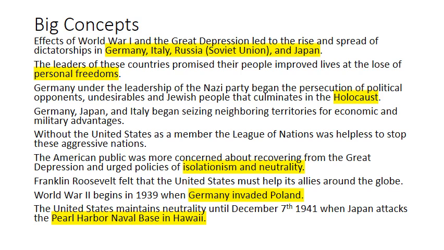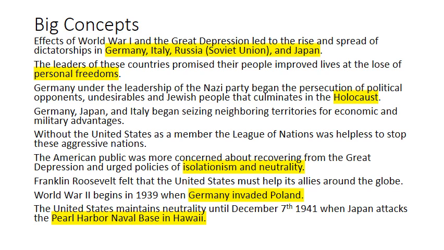Germany, under the leadership of the Nazi Party, began the persecution of political opponents. Undesirables and Jewish people were the primary targets, blamed for a lot of the issues following their loss in World War I. This culminates in the Holocaust, the mass genocide of Jewish Europeans.